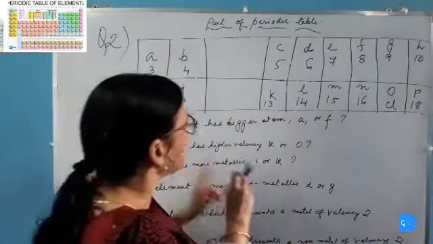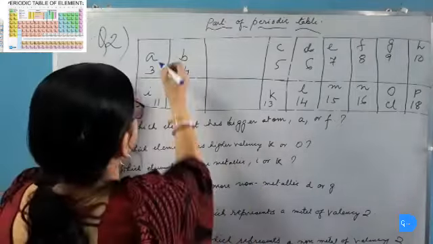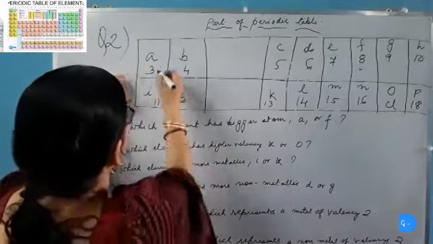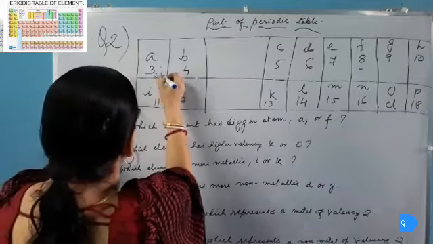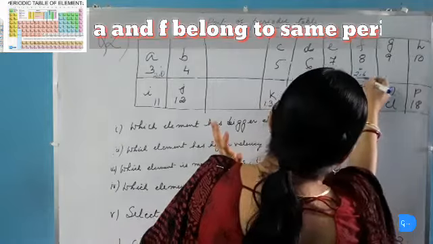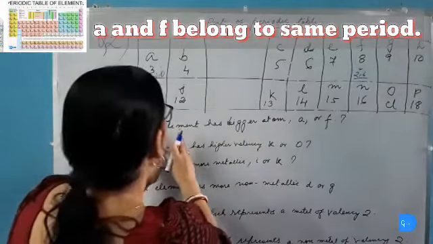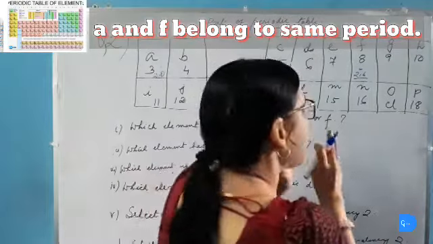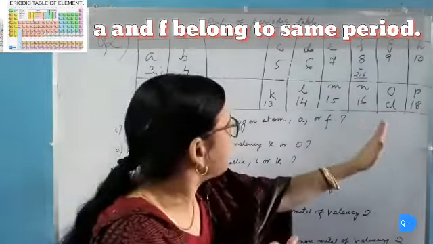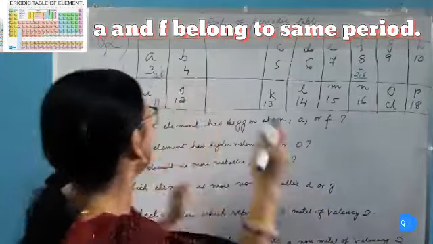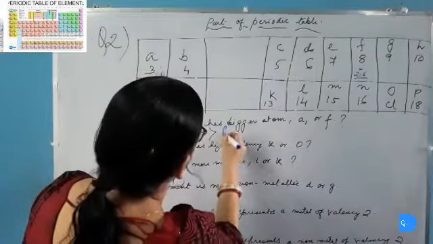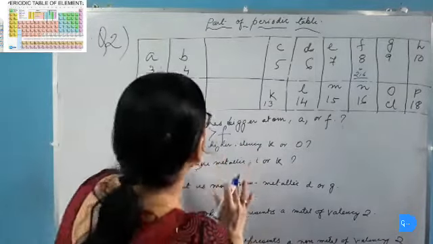Which element has a bigger atom, A or F? A is here and F is here. A is a metal because it has electronic configuration 2, 1, valence electron 1. So A is a metal, and F, 2 and 6, is a non-metal. We know that across a period, or when we move from left to right of the period, the atomic size decreases. So A will be bigger than F, because across a period atomic size decreases.